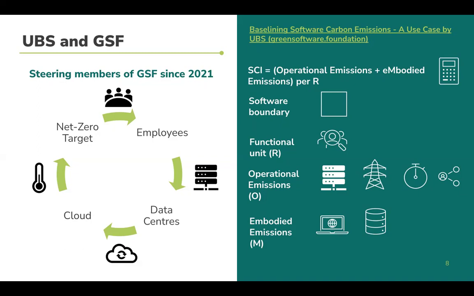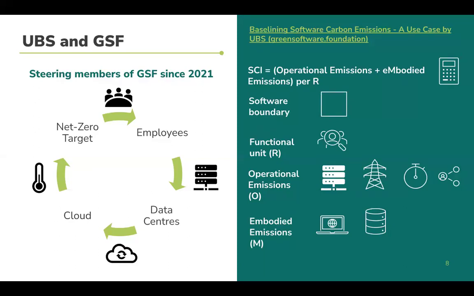To help reduce, we need to first be able to measure. This is where the GSF and the collaboration across many organizations created the Software Carbon Intensity Specification, or SCI for short. As Namrata has just stated, it became an ISO standard early this year. Internally at UBS, we trialed the SCI specification as part of the GSF use case initiative, and all that information is available on the GSF website.